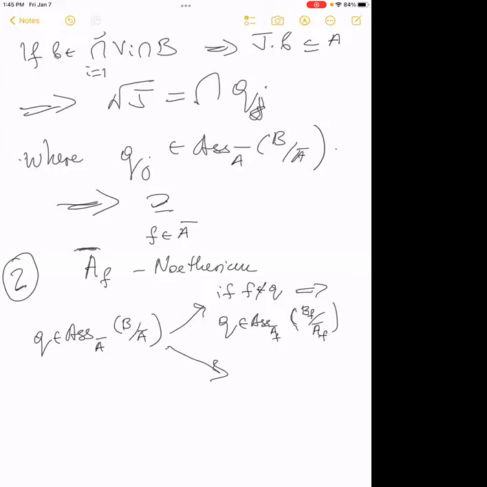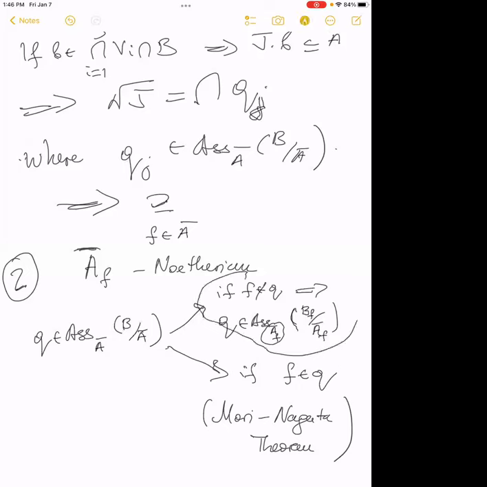Now you see this A bar localized at F comes into play, which is Noetherian. So this is important. And if F belongs to Q, then the situation is handled by the Mori-Nagata theorem. So there is a classical machinery developed for this situation. I'm not going to talk about this, so I will focus on the other case.